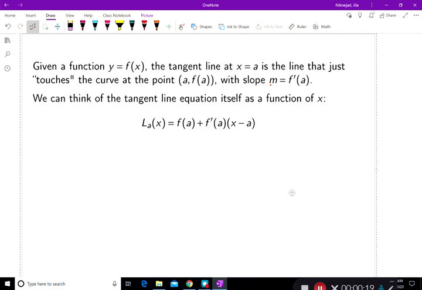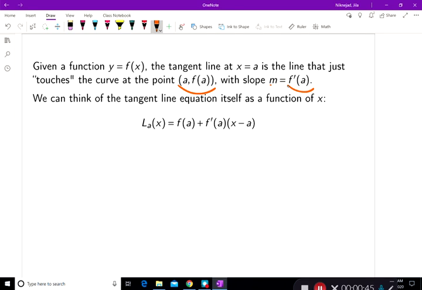The tangent line is the line that touches the graph of y equals f of x at a point a, f of a. Why f of a? Because I have a point on the graph, I have to plug in the x value to get the y value. And the slope of the tangent line at a is going to be f prime of a. So you take the derivative, you plug in a.